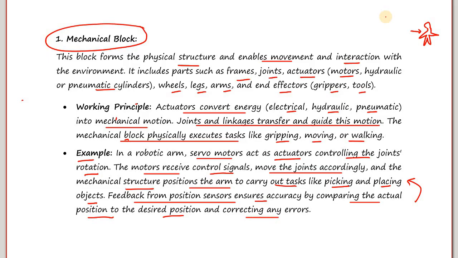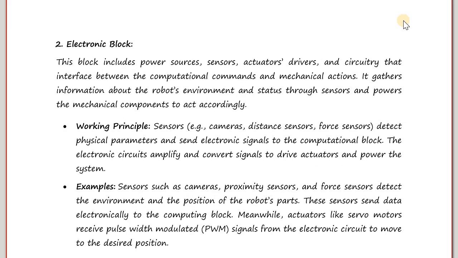So, you see, we have got data analysis or data science working over here. So, you understand this thing. The feedback from position sensors is the data which will be again analyzed by the brain of the robot to do corrections if necessary. Good. So, what is the next block? Well, the next block is basically the electronic block.